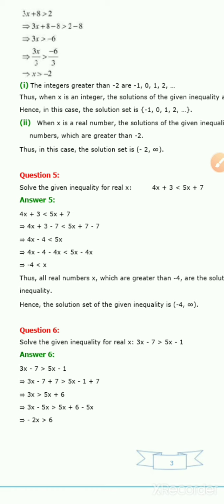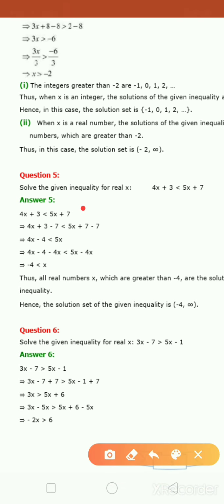Question number 5 is to solve the given inequality for real x. See, it is 4x plus 3 is less than 5x plus 7. What you need to find here: you have the x term on both sides. How you have to simplify is to simplify the x terms once and the numbers once. You can take the right side first. If you want to remove the 7, you have to subtract 7.